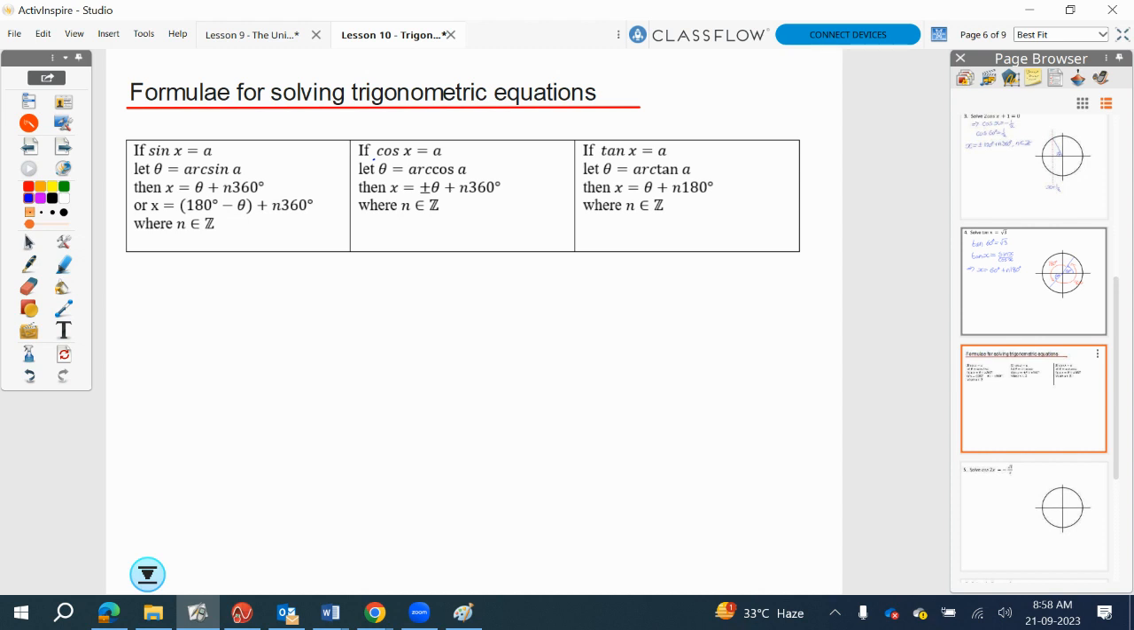This still works when your theta comes out at something like 330. 180 minus 330 will still link you to the right place backwards, and if you end up with an answer which is negative, add 360 to it, it'll bring you back around again. It's fun. So this is how to solve your equations. Take a quick note of this, and we're going to move on and try a question.